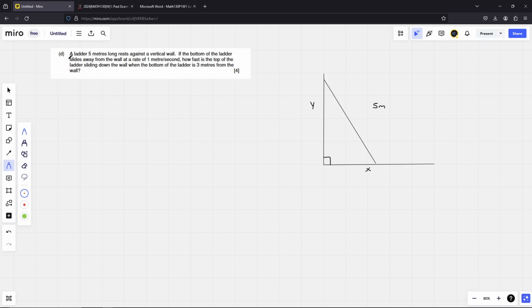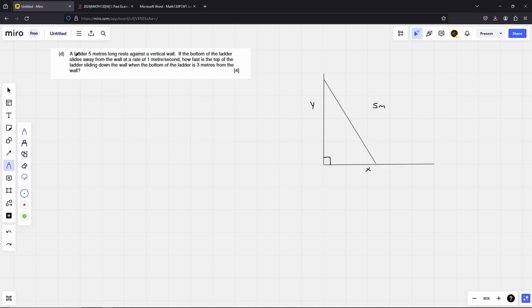So it says a ladder 5 meters long rests against a vertical wall. Okay, so we have my vertical wall here denoted by Y. And if you think a bit further, if we have a wall and a ladder resting against it, then we are going to have a horizontal ground. And this looks awfully similar to an XY axis, which it is. So you can assume that this is going to be perpendicular. So we have our right angle.